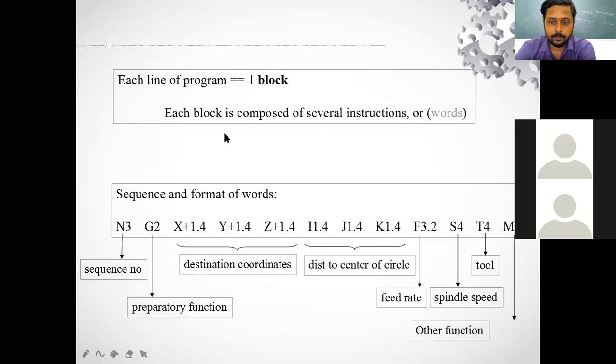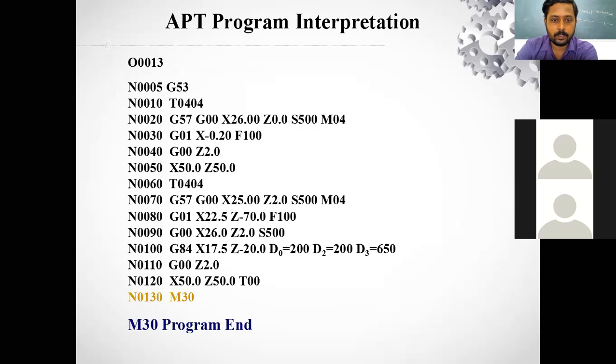Now, if we go into further detail of the block, each line of a program is called one block. We have seen this program, just keep it in mind. We will go into the interpretation later on, how this program is exactly carried out.